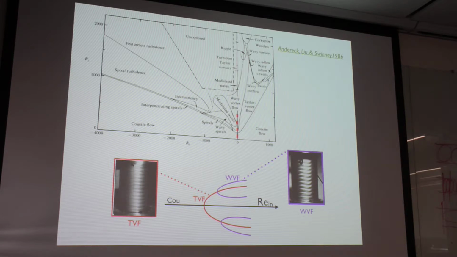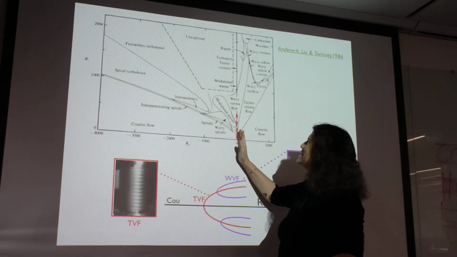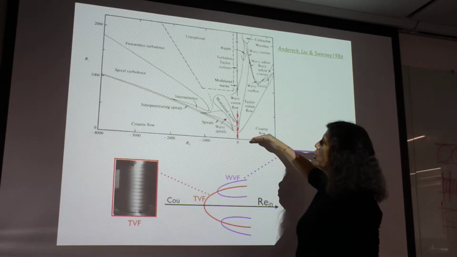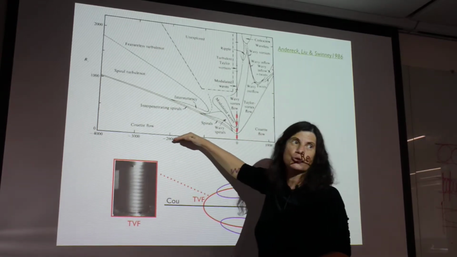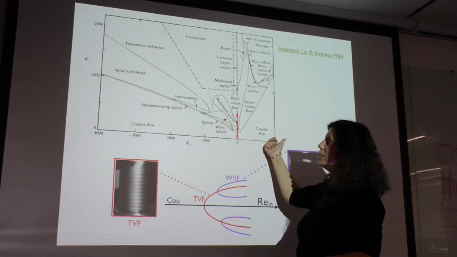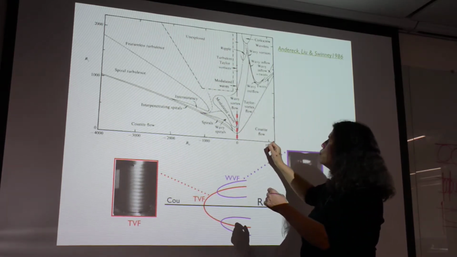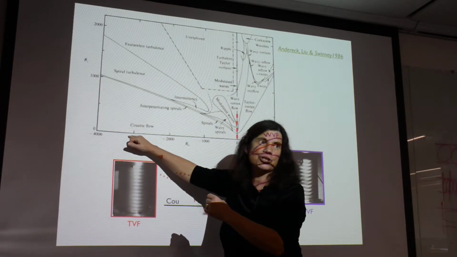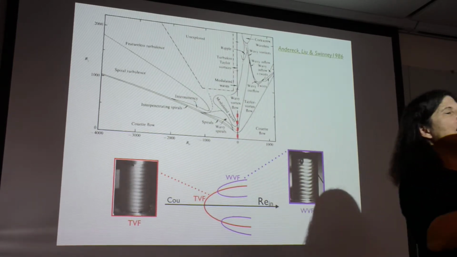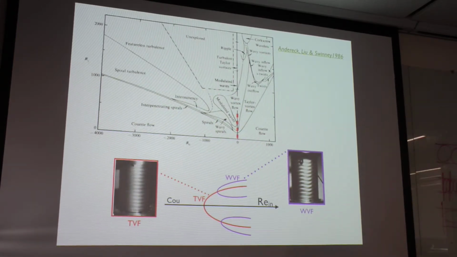Okay, then Andereck, Liu and Swinney did this survey, a much larger survey than what Coles had done, who had just increased the speed of the inner cylinder. This is changing the speed of the outer cylinder as well. So this is co-rotation, where the inner and outer rotate at different speeds but in the same direction, and this is counter-rotation.